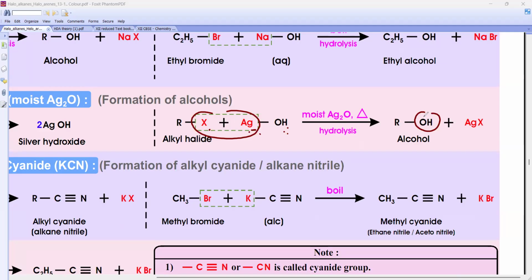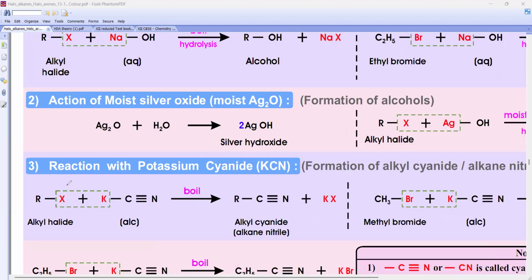Functional group is replaced by a new functional group. Are you getting it? Now, I am making a reaction with potassium cyanide. Potassium means K, cyanide means CN. So alkyl halide. Look, can you see alkyl halide with potassium cyanide? So what will happen, beta? This K and X will react. What you will get? RCN. Alkyl cyanide.